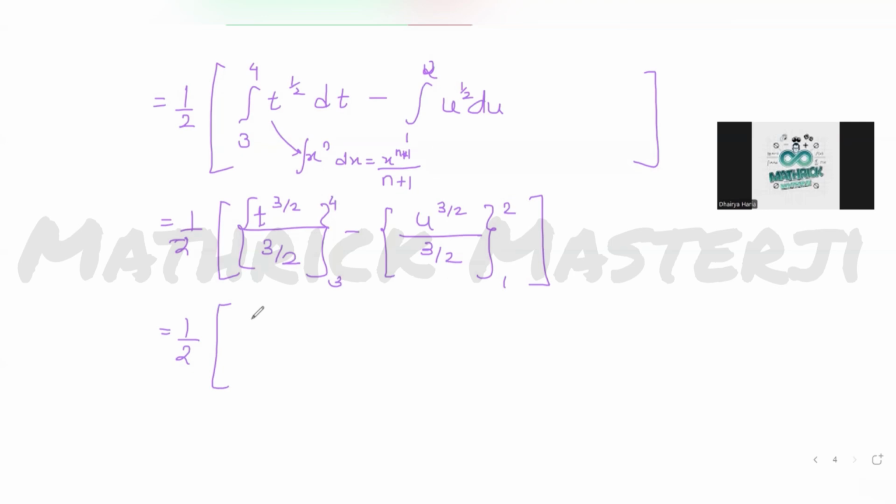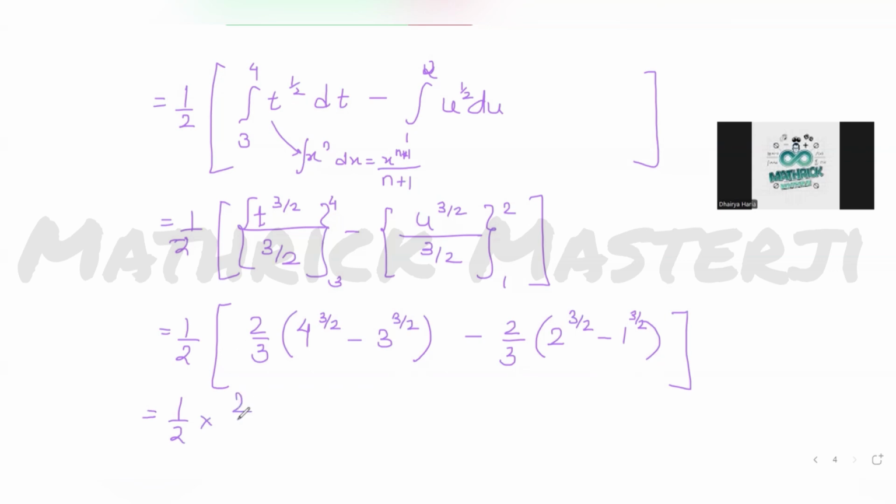So 3 over 2 will become 2 over 3. And here I get 4 raised to 3 over 2 minus 3 raised to 3 over 2. Minus, here also I have 2 over 3. And if I substitute my limits, I get 2 raised to 3 over 2 minus 1 raised to 3 over 2. Now once I solve for this, half and 2 over 3 also come out. So what I have here is 4 raised to 3 over 2. So over 2 means it's square root of 4, square root of 4 is cubed. Here I have square root of 3 cubed.